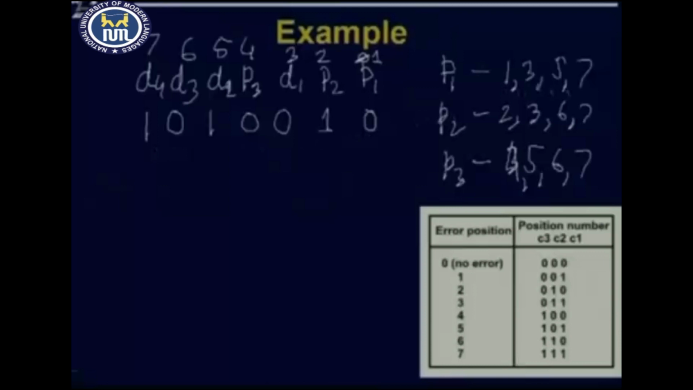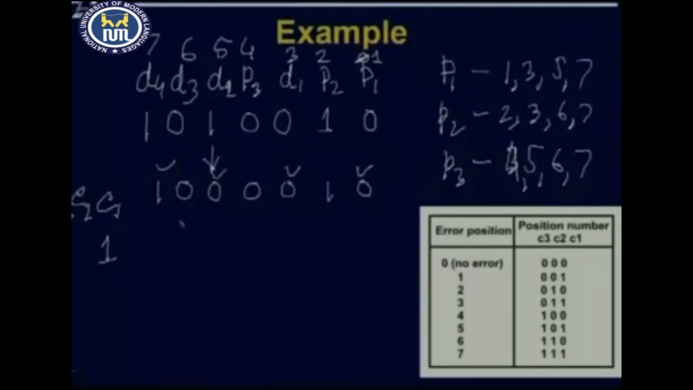During transmission, if 1 bit is changed, let's suppose the error occurs in position 5. So the data will become 1, 0, 0, 0, 0, 1, 0. Now if we check parity position 1, we get 1. This means that parity position 1 is not even, it is odd. So we need to have a 1 in parity position 1.